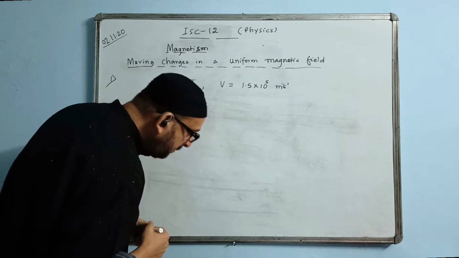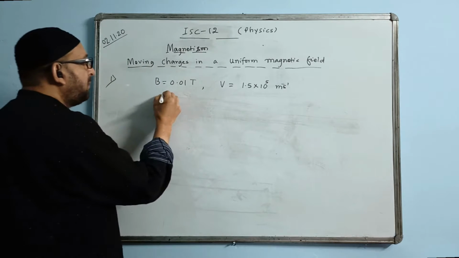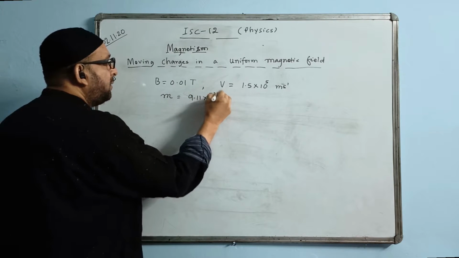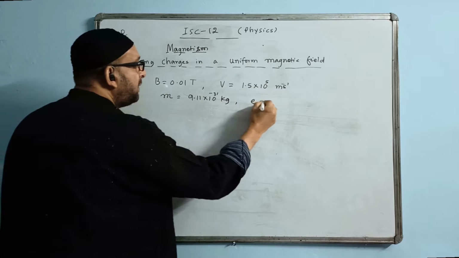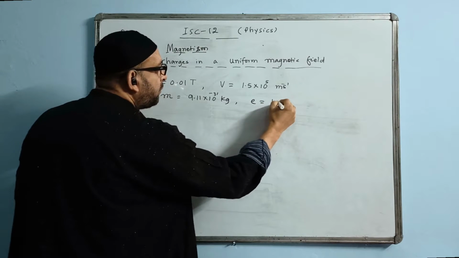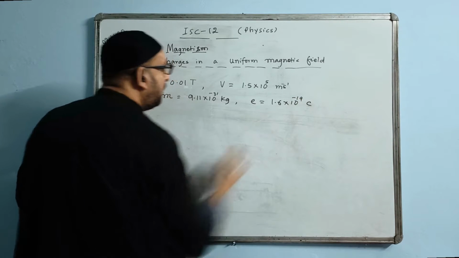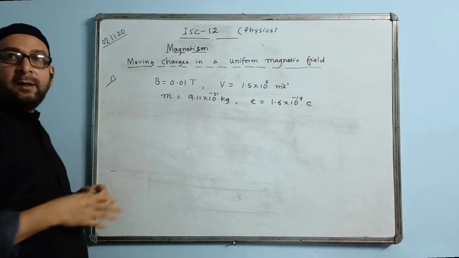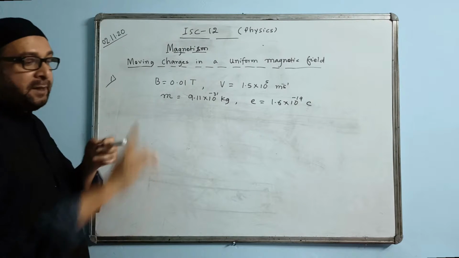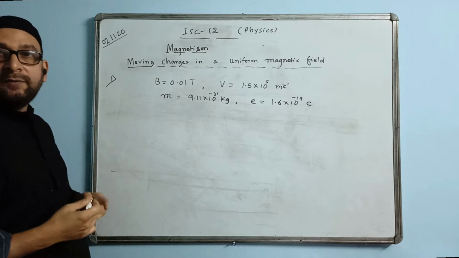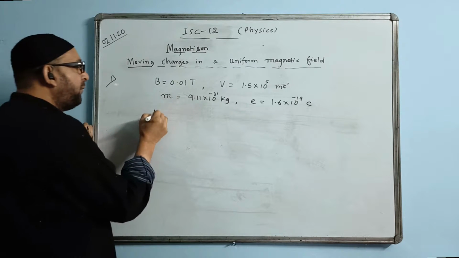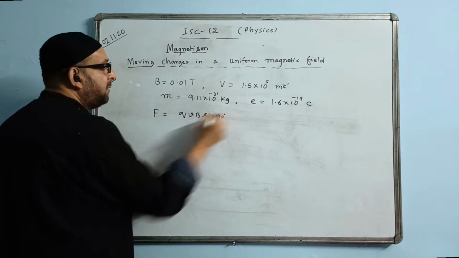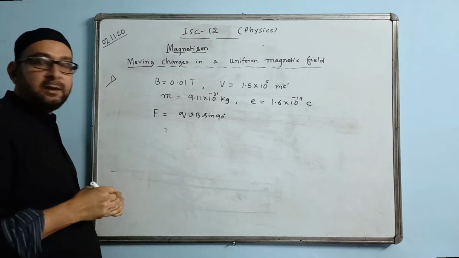And they have given the mass of the electron, 9.11 × 10^-31 kg. The charge of the electron, even if not given, we are supposed to know: 1.6 × 10^-19 coulomb. They are saying the electron is moving horizontally and the magnetic field is applied vertically. So between horizontal and vertical, the angle is definitely 90 degrees. They are asking to find the force. First formula: F is equal to QVB sine 90 degrees, because the angle between the horizontal line and the vertical line is 90 degrees.